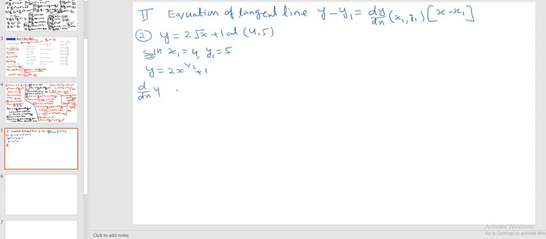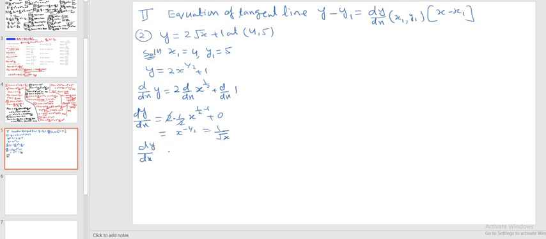Differentiate this. d/dx of y is equal to 2 d/dx of x to the power half plus d/dx of 1. So dy/dx is equal to 2 times n x to the power n minus 1, where n is half, so x to the power half minus 1, plus d/dx of 1 which is 0, so this cancels. Half minus 1 means x to the power minus half, so we can write it as 1 divided by root of x. This is your dy/dx: 1 divided by square root of x.